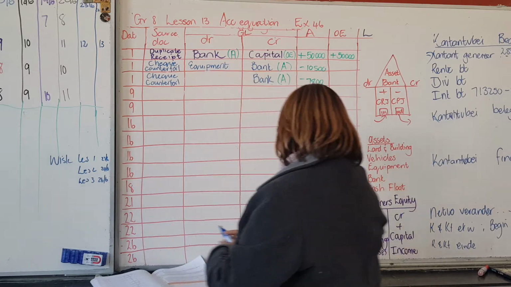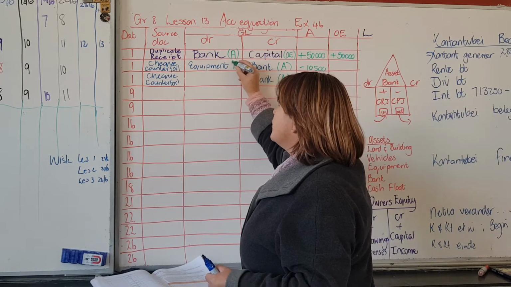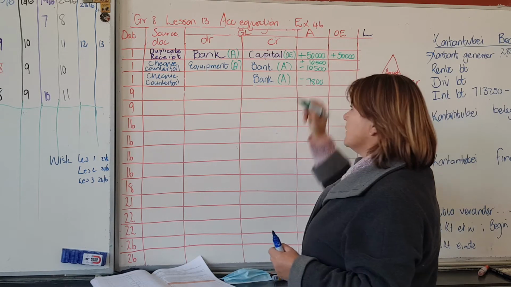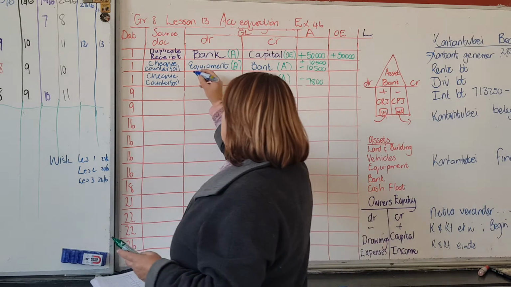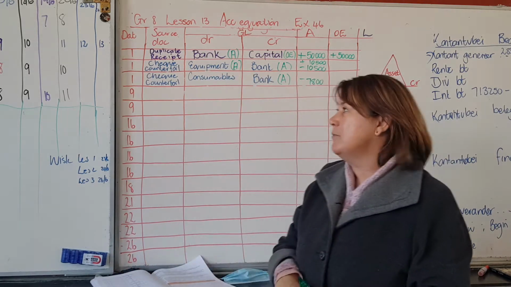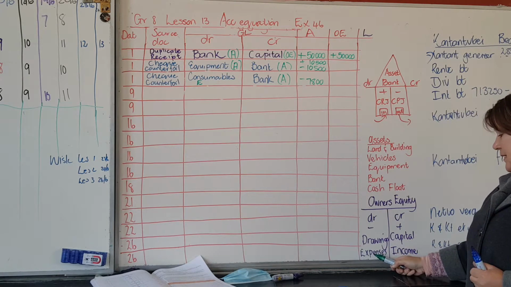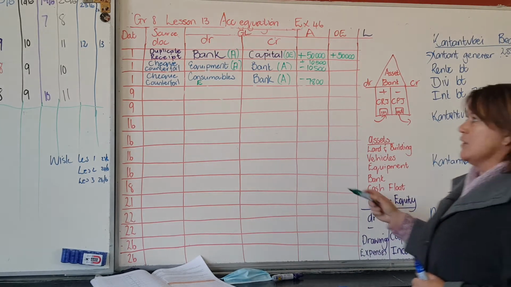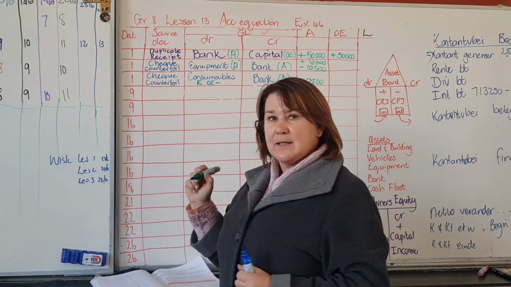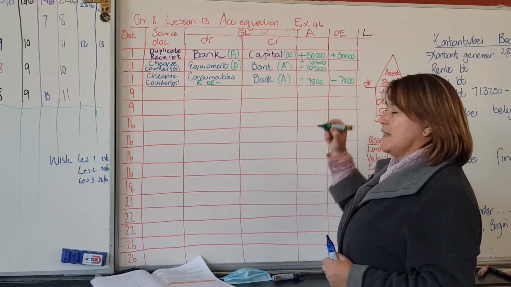And what do you know? That equipment is an asset. And you've purchased equipment, so your asset's going to increase with 10,500 Rand. And you've bought consumables, and consumable is an expense. And what does an expense do? It decreases your owner's equity. So your owner's equity decreases with 7,800.